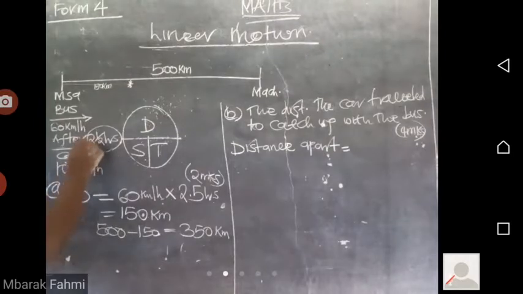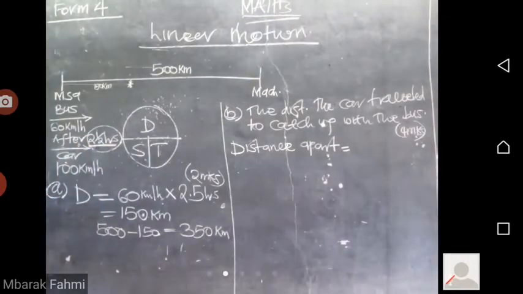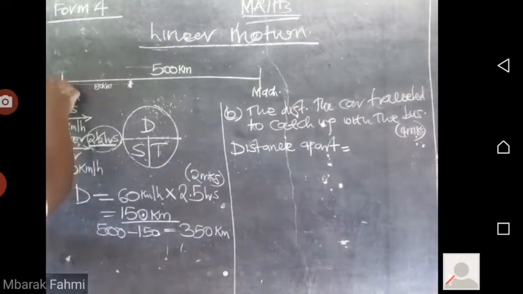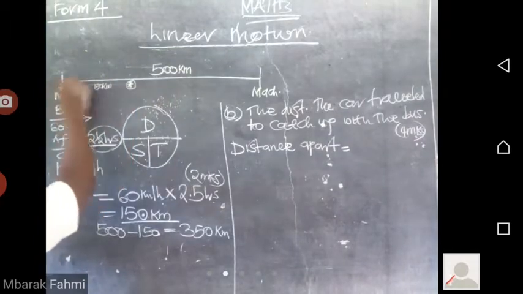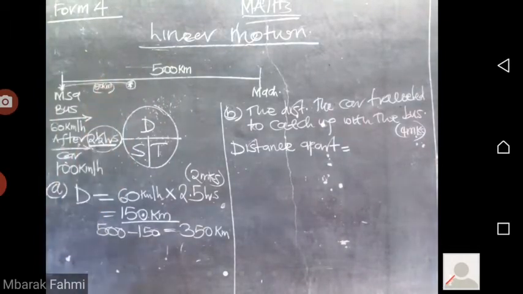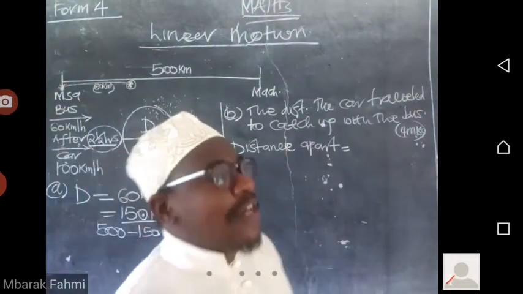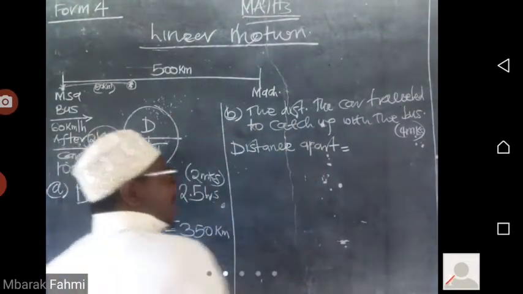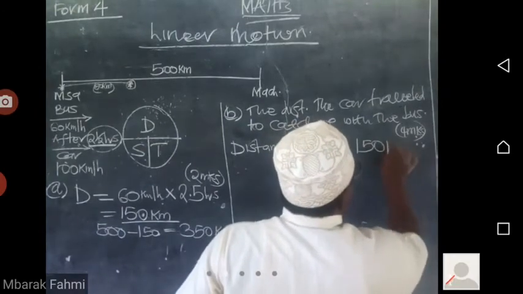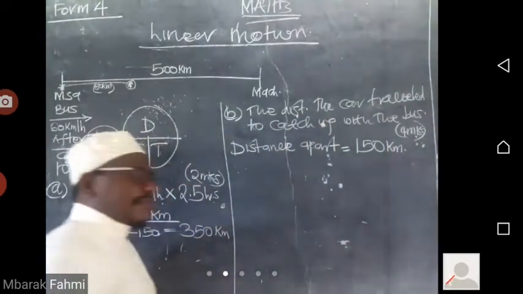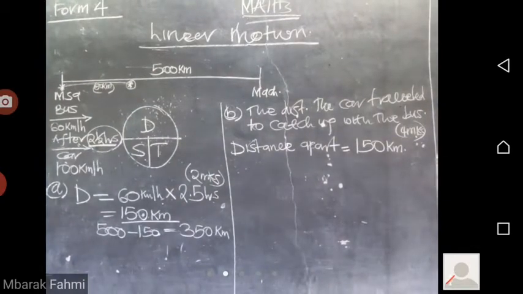The car started the journey after 2.5 hours. And after 2.5 hours, the bus had already covered 150 kilometers. So by the time this car is starting, already the bus had covered 150 kilometers. And that's why we say here the distance apart will be 150 kilometers.